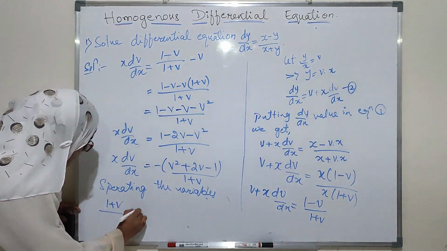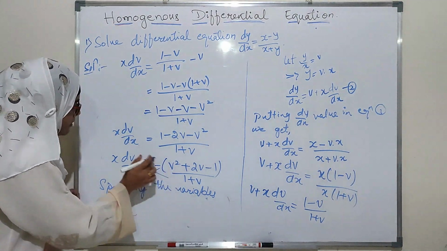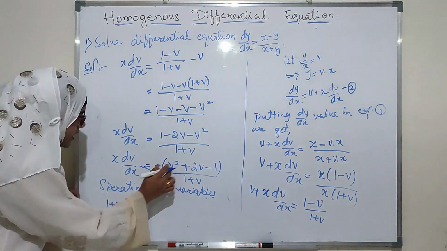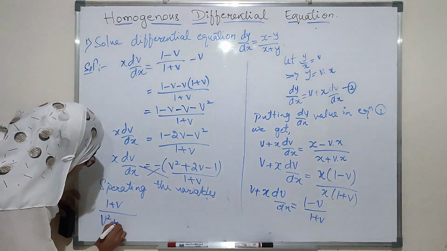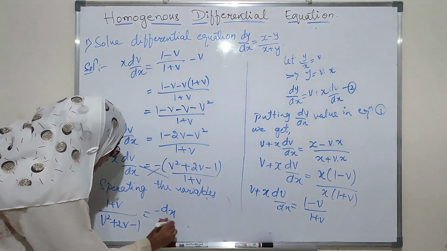1 plus v divided by, cross multiplication you can take. Okay, this 1 plus v goes up, 1 plus v divided by v square plus 2v minus 1 is equal to minus dx by x.